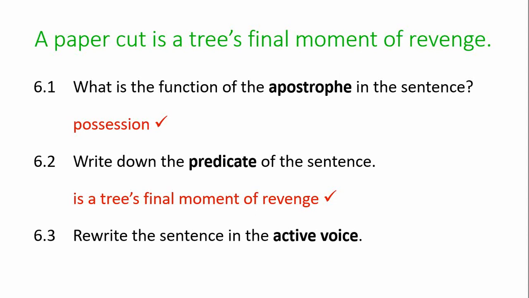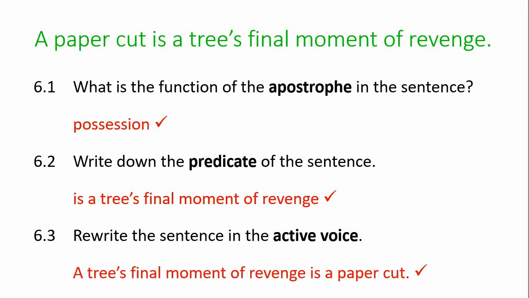6.3, rewrite the sentence in the active voice. Active voice means I'm going to have seemingly the subject doing something to the object. And so in this case, I'm going to have to swap the subject and the object around, and I get a tree's final moment of revenge is a paper cut.